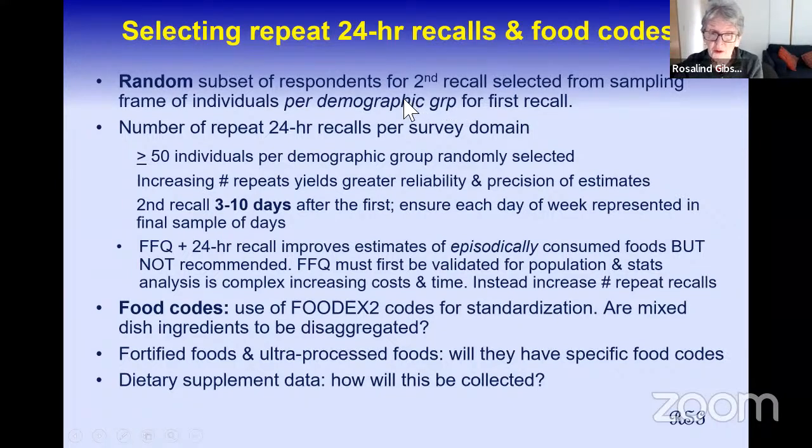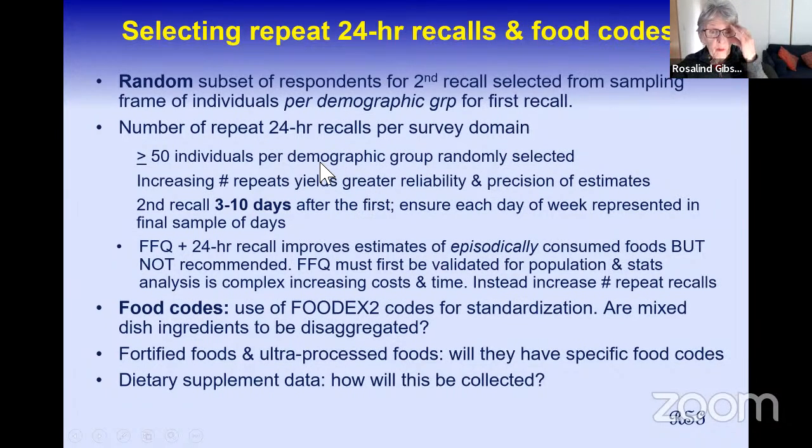And the demographic group will, of course, depend on the nutrient reference values that you select. So for children, if you're using FAO, WHO reference values, then you will have one demographic group between 1 and 3 years of age, and a second demographic group between 4 and 6 years of age. So we need to have repeats in each of these demographic groups. The number of repeats that we require per survey domain has been recommended by intake.org as at least 50 individuals per demographic group that are randomly selected.